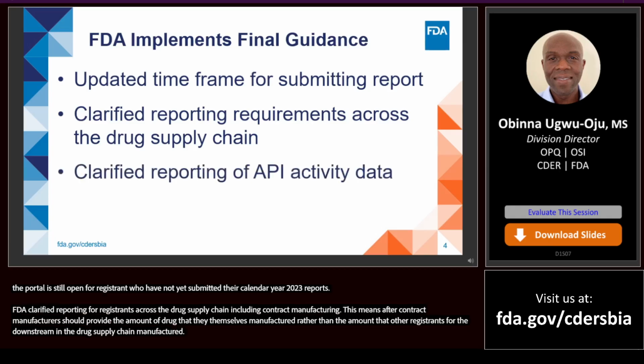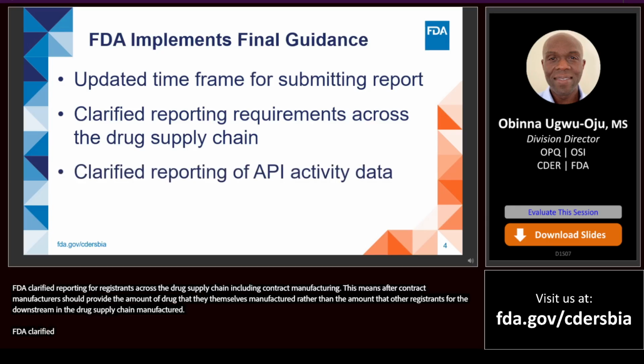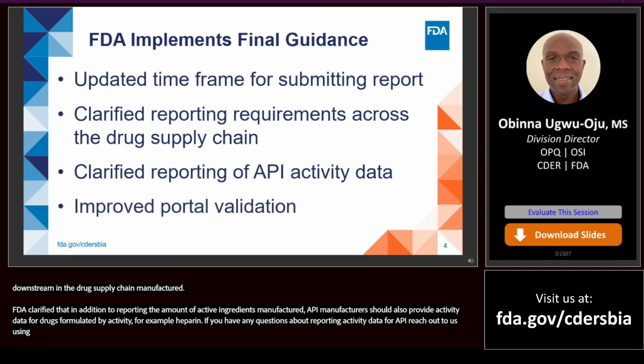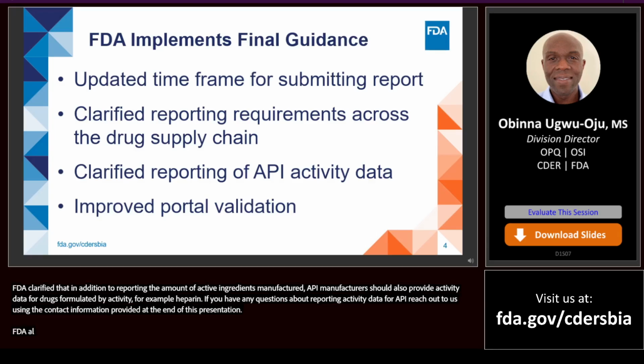FDA clarified that in addition to reporting amount of active pharmaceutical ingredients manufactured, API manufacturers should also provide activity data for drugs formulated by activity, for example, heparin. If you have any question about reporting activity data for APIs, please do reach out to us using the contact information provided at the end of this presentation. FDA also implemented improved checks for errors in the portal. Submitters now receive informed notifications about errors that they may encounter during report submission.